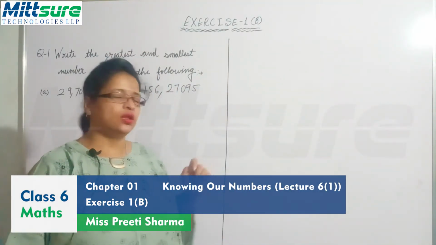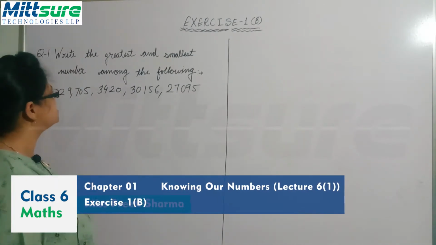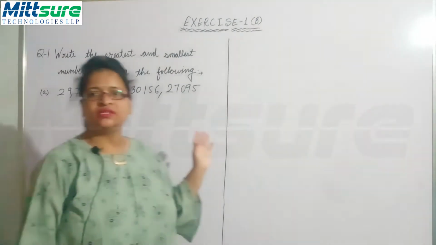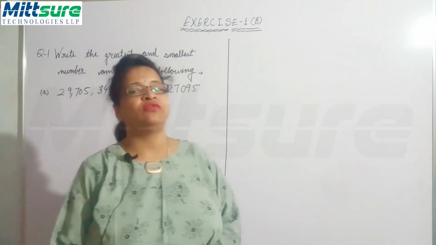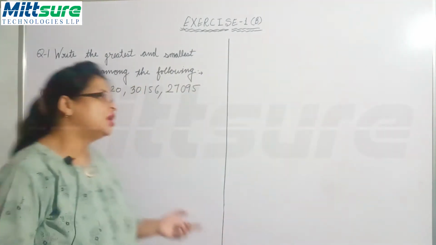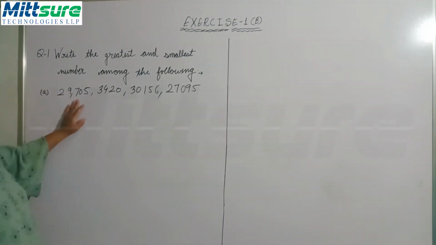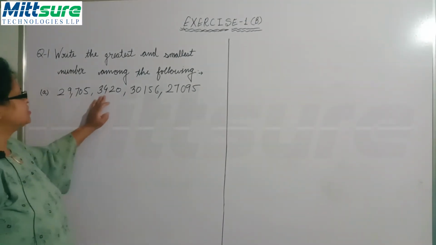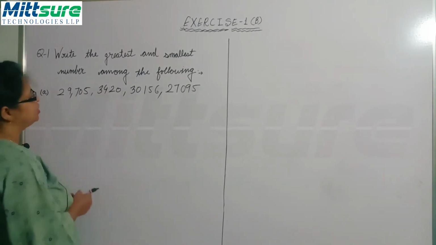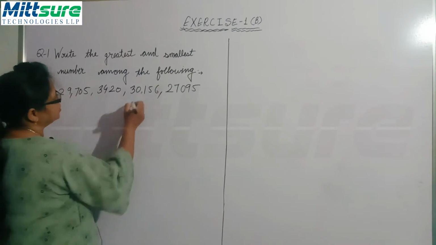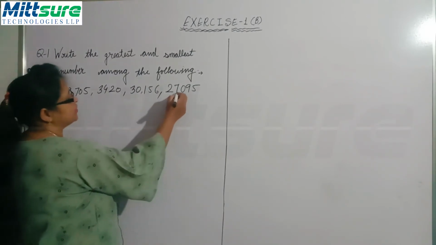Now, question 1. Question 1 is: write the greatest and the smallest among the following. Some numbers are given here. We have to search the greatest number and we have to search the smallest number. Now, what is the number? That is 29,705. This is 3,420. This is 30,156 and this is 27,095.